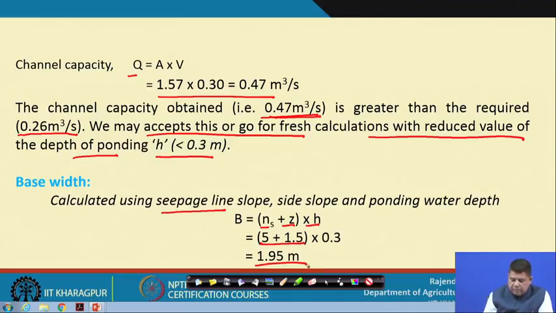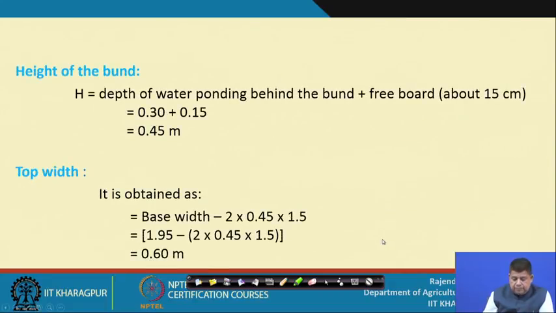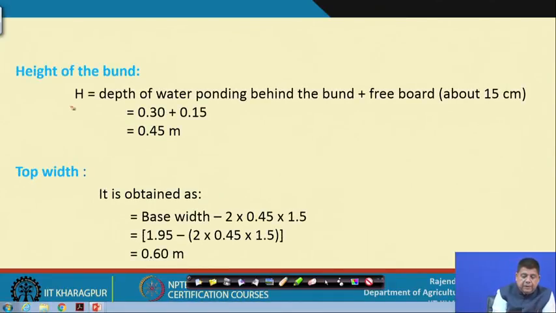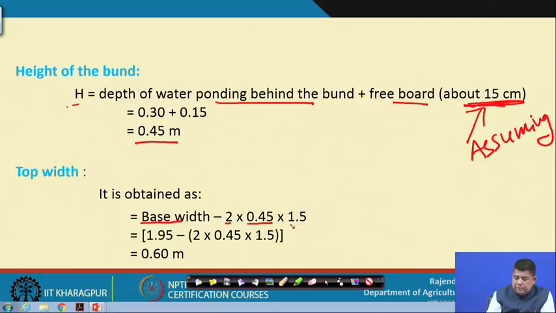So, it comes out to be 1.95 meters, and the top width will be... The total height of the bund will be depth of water plus freeboard. Generally we assume 25%, but let us say we are assuming 15 centimeters here. So, the total height comes out to be 0.45. So, the top width will be base width minus 2 times the total height times 1.5, which is the side slope. So, that comes out to be 0.65.